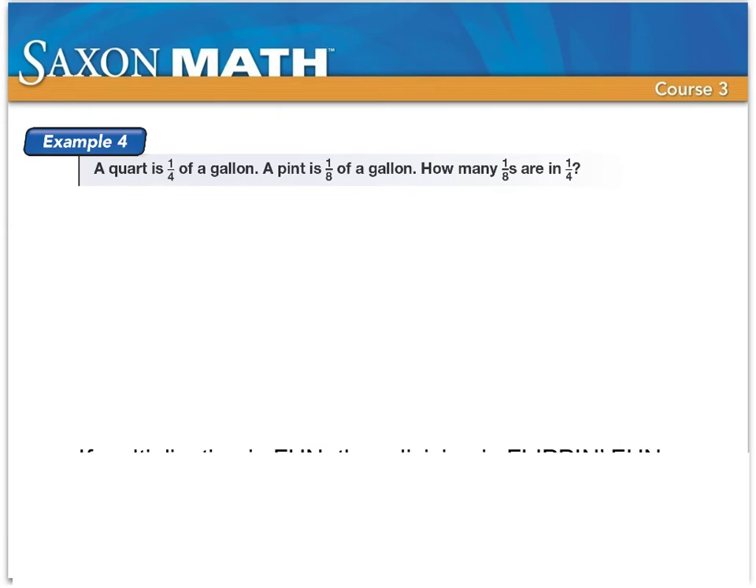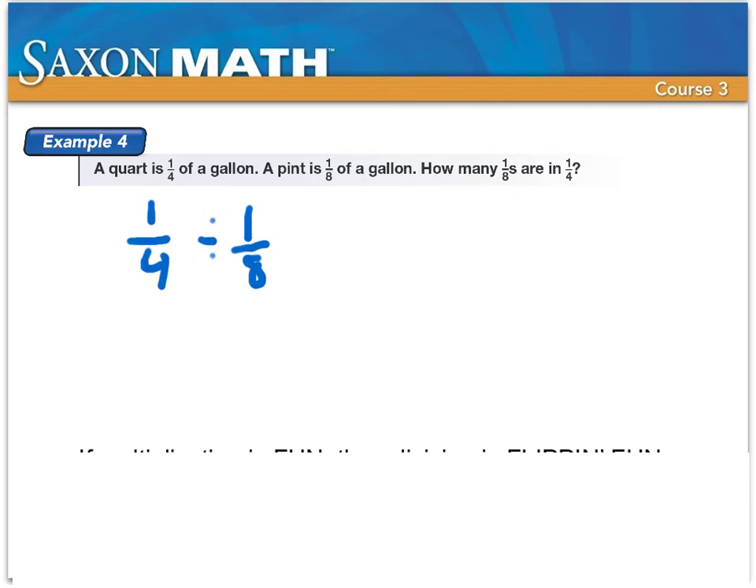Okay, example 4 says a quart is 1/4 of a gallon and a pint is 1/8 of a gallon. So we want to know how many 1/8 are there in 1/4. They're asking us how many pints are there in a gallon. Well, basically what we need to do is how many 1/8 are in 1/4. That means they want to know what is 1/4 divided by 1/8. Okay? So again, we're dividing fractions.